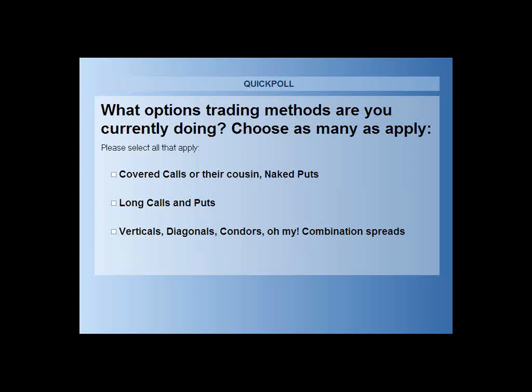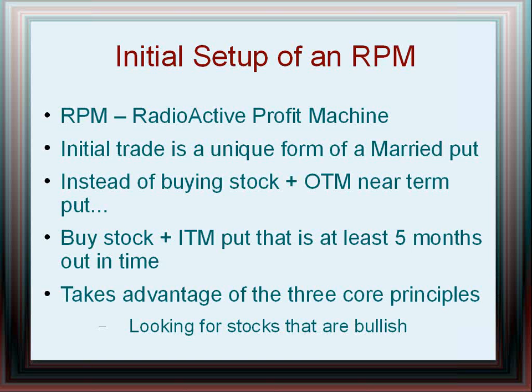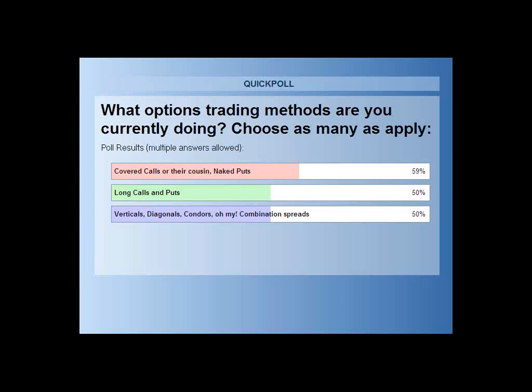I'm just going to leave it open for another 5 seconds. If you haven't voted yet, go ahead and do so. So 5, 4, 3, 2, 1. Votes are still coming in. But let's go ahead and close that poll. And, okay, I'll share the results here. So it looks like the winners are covered calls and their cousins naked put at 59%.